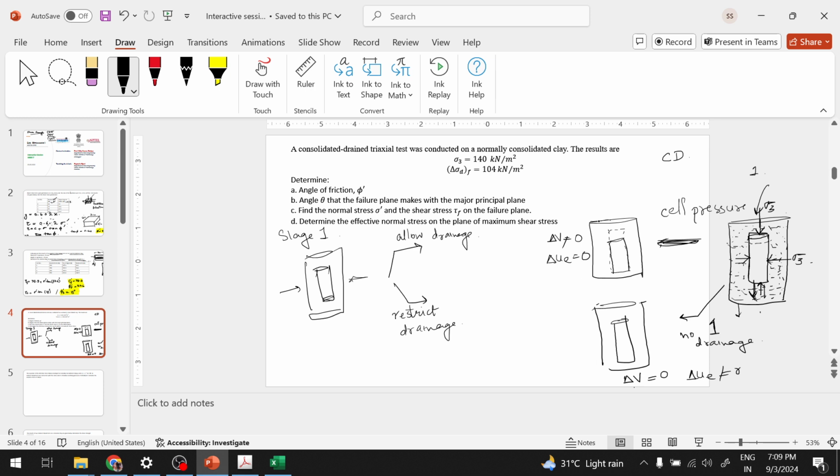And if I allow drainage, consolidation is happening. So the first term here will be C, consolidated. And if I am not allowing this, this will be unconsolidated. So this was stage 1. Let me do one thing.